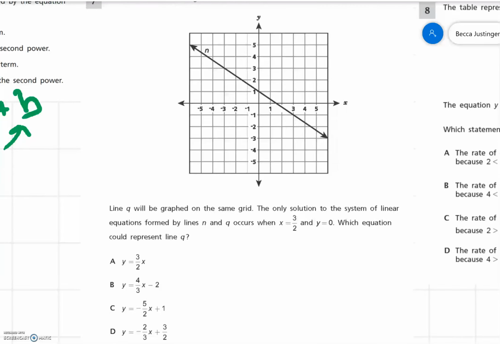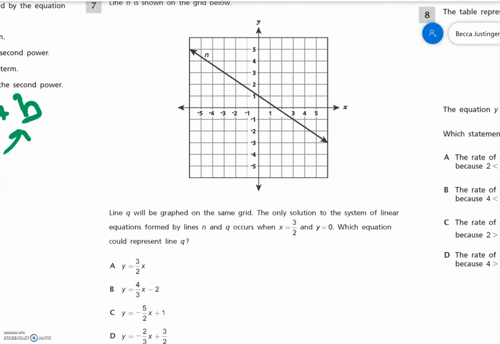Number 7. Line N is shown on the grid below. Line Q will be graphed on the same grid. The only solution to the system of linear equations formed by lines N and Q occurs when x equals 3.5 and y equals 0. So x is 3.5 and y equals 0.